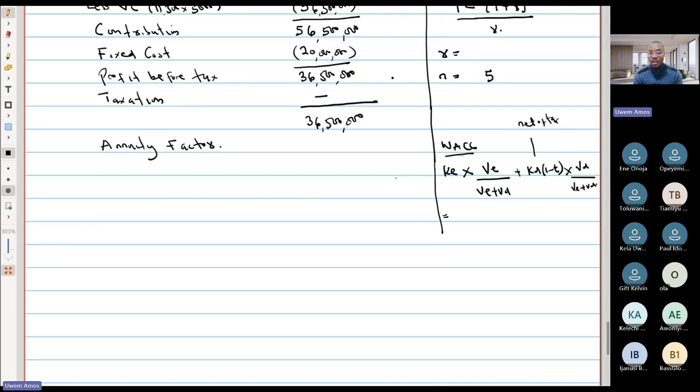So our cost of equity is 20% multiplied by value of equity, which is 0.5, divided by 0.5 plus 0.5, plus cost of debt net of tax, so that takes care of the tax, 10% multiplied by value of debt, which is 0.5 because it's equal, divided by 0.5 plus 0.5. So 20% multiplied by, this is 1, so 20% multiplied by 0.5 will be 10%.